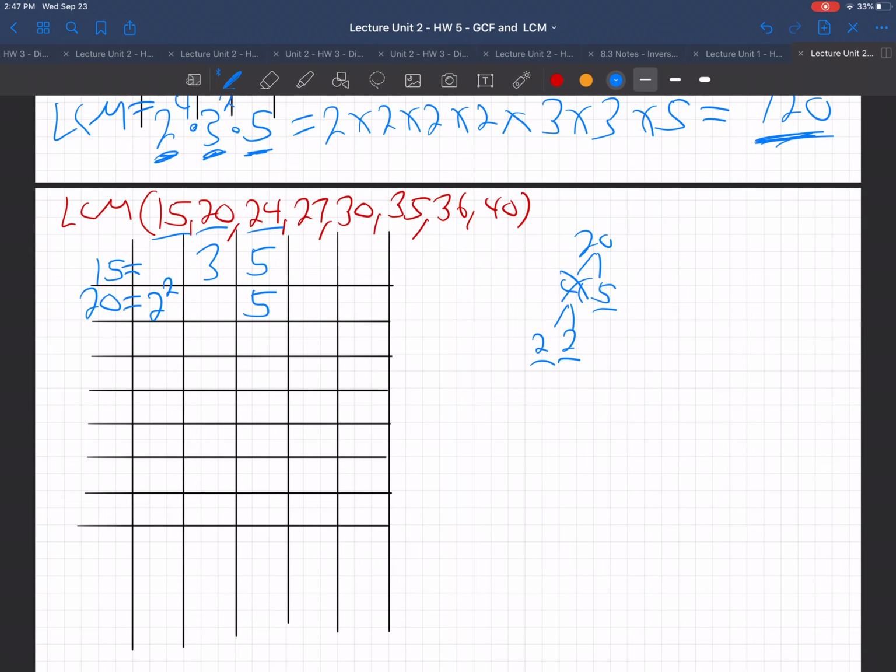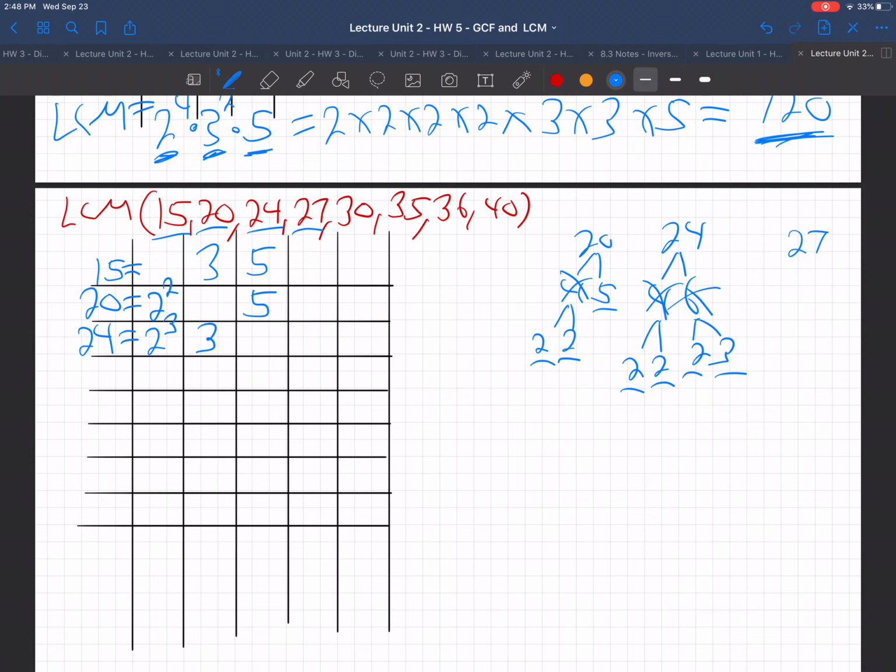So I did 15 and 20, 24 now. 24 is 4 times 6, that's 2 times 2, 2 times 3. So 3 2s and a 3. We don't need the 4 and the 6 anymore. They broke down. 3 2s and a 3. So 24 is 3 2s and a 3.